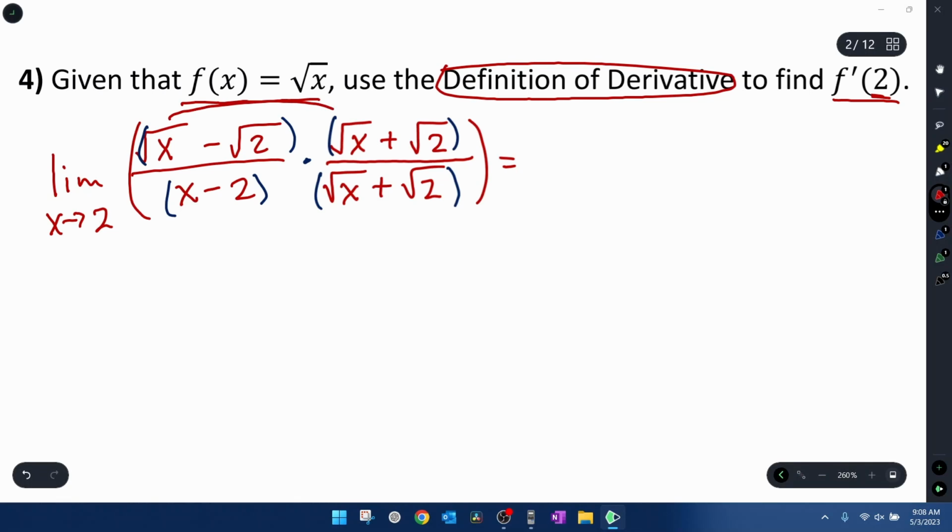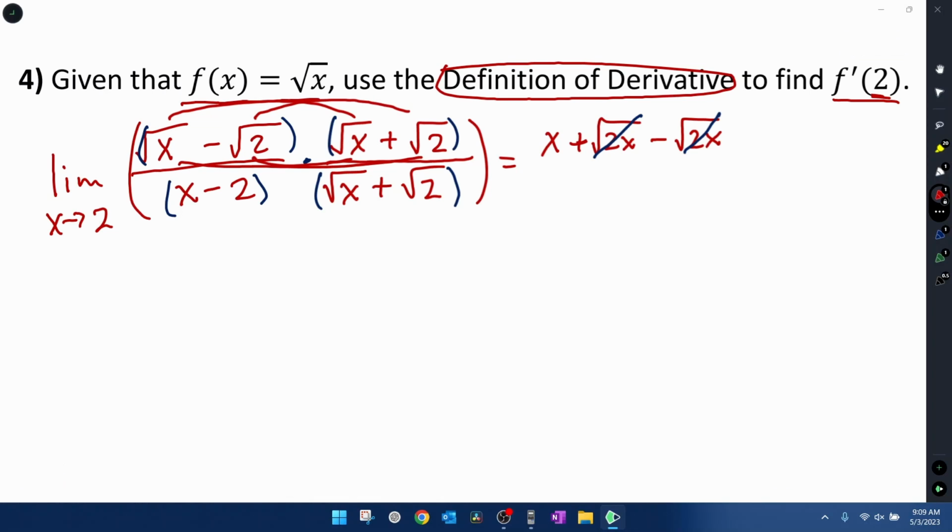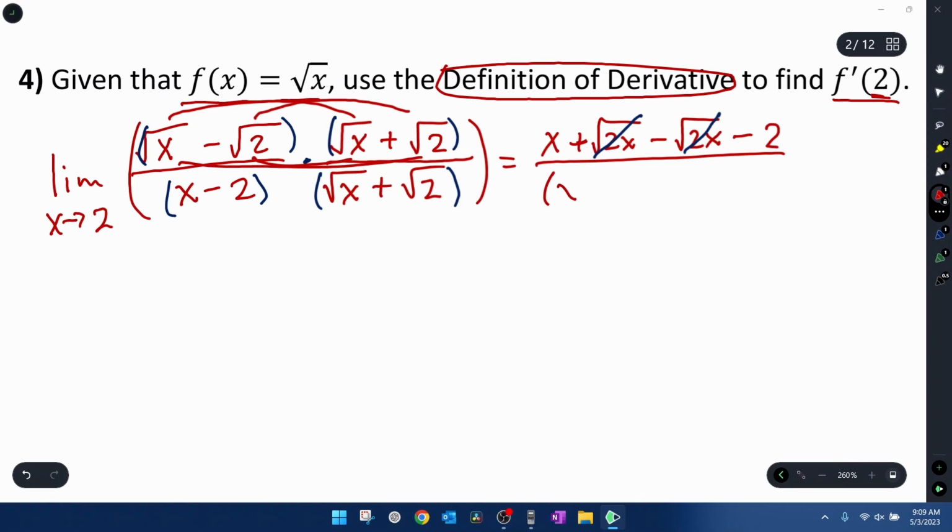Okay, here we go. Square root of x times square root of x would be the square root of x squared, which is just x. On the outside, we get a positive square root of 2x. On the inside, we get a negative square root of 2x. Notice that those terms are equal but opposite. They will cancel. And last, negative square root of 2 times square root of 2. We have a negative times a positive, which gives us a negative. Square root of 2 times square root of 2 is square root of 4, which is 2. I'm going to leave this factored. X minus 2 times square root of x plus square root of 2.